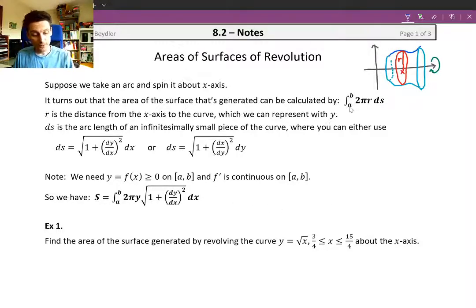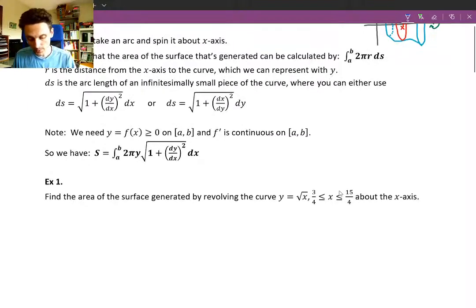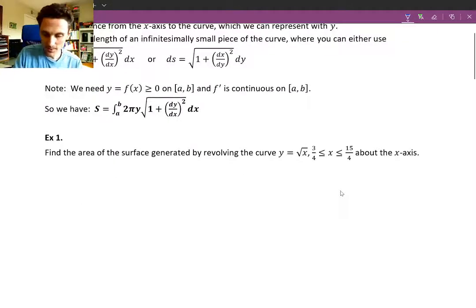So if we take that integral from a to b of 2 pi r ds and replace r with what it is in the picture, the radius is really just the distance from the x-axis up to our graph, which we can represent with y. Then we can replace r with y, and then the ds we can replace with the square root of 1 plus (dy/dx) squared, and then we have our dx at the end. So that's one version of the surface area formula. So in example 1, we're going to use that, and I'll move myself over to there.